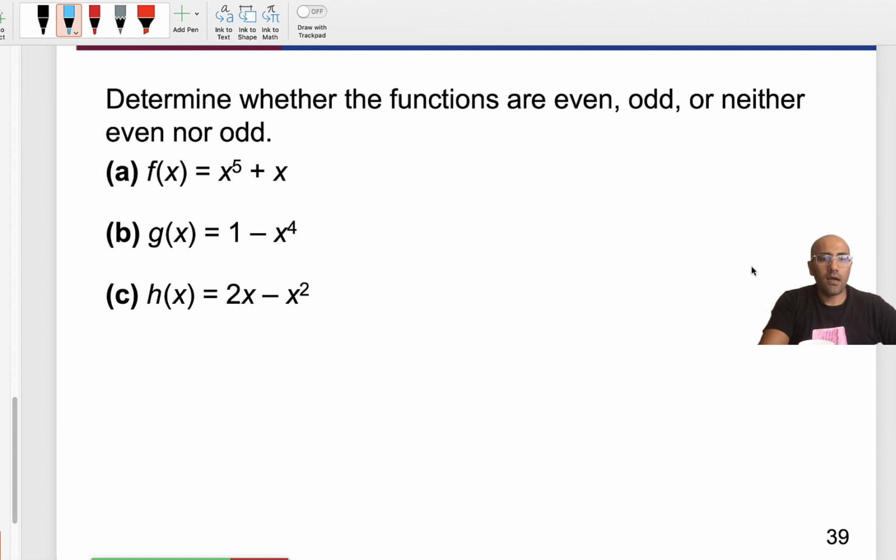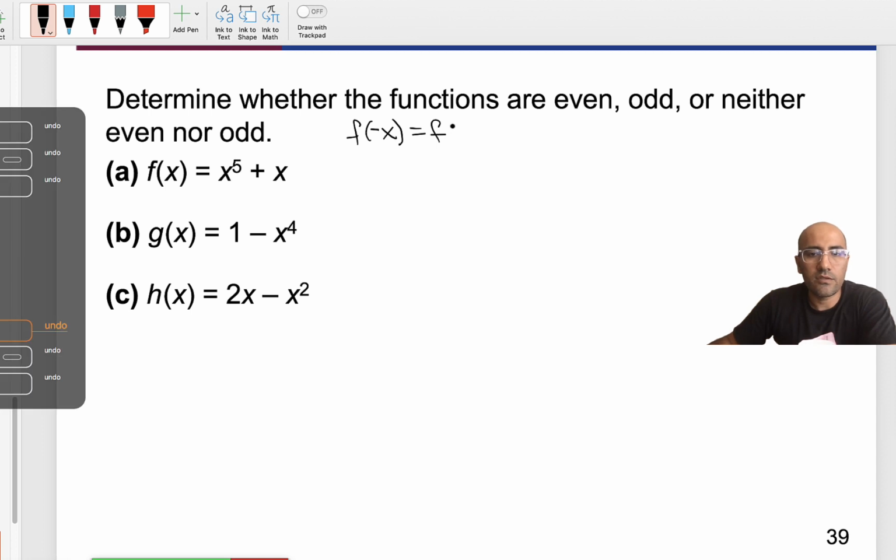Okay. So how do we tell that a function is odd or even based on the equation? Well, all you have to do is follow those instructions and determine if it's true that f of negative x equals f of x, then we have an even case.